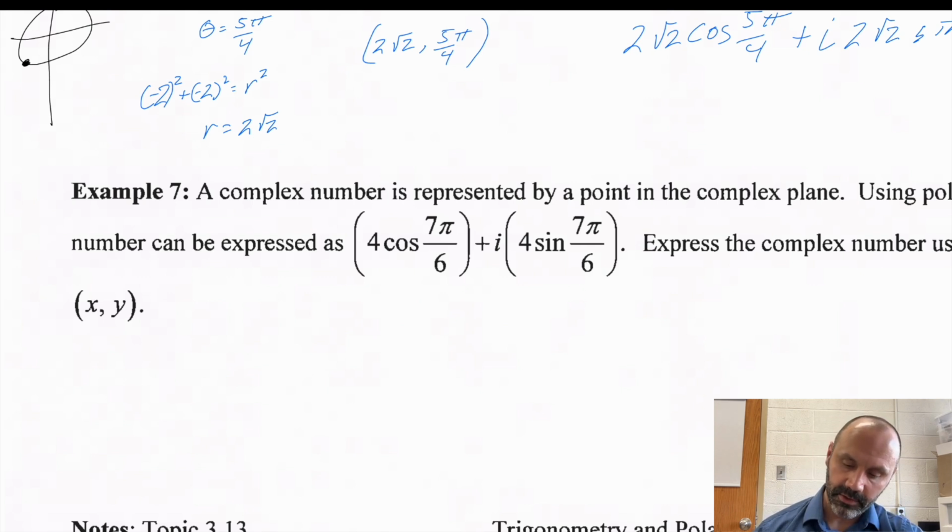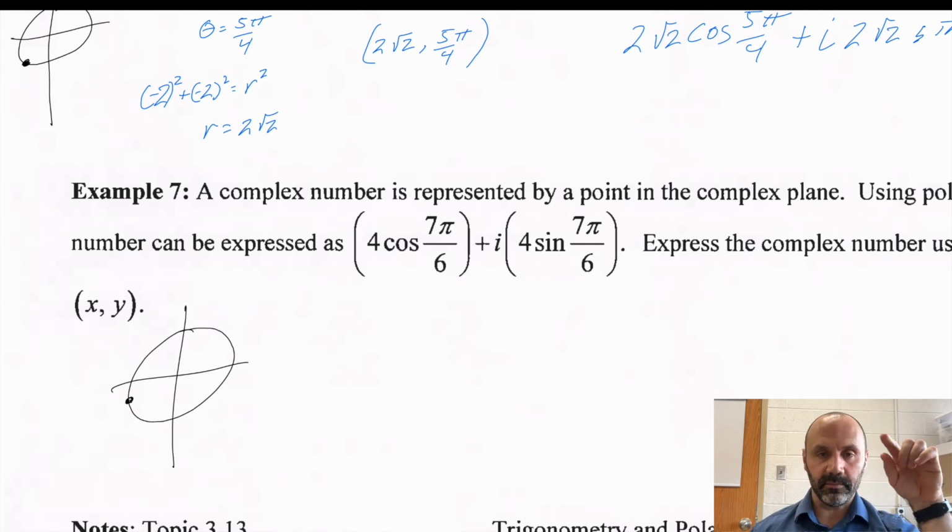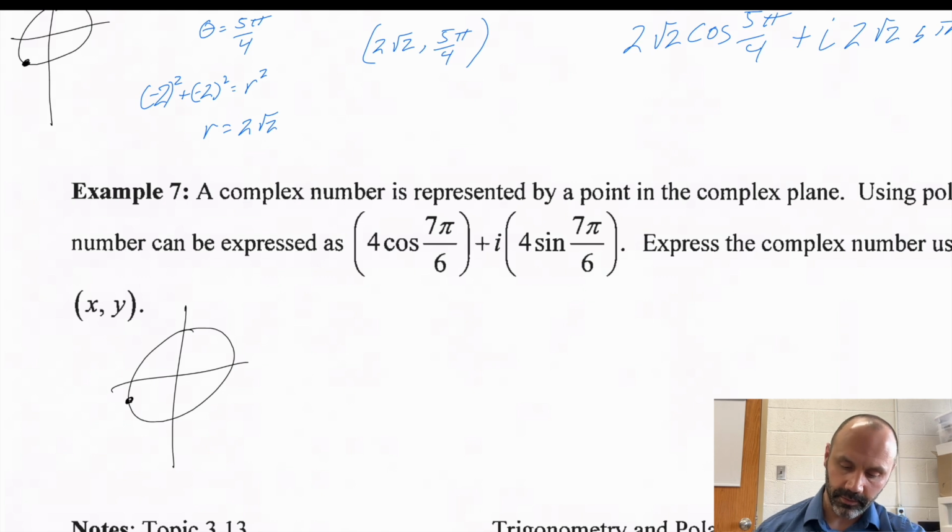So 4 times cosine of 7 pi over 6. Can I draw this? 7 pi over 6 is going to be over here. I know that cosine of 7 pi over 6 is negative. It's going to be negative root 3 over 2. So this is 4 times negative root 3 over 2.